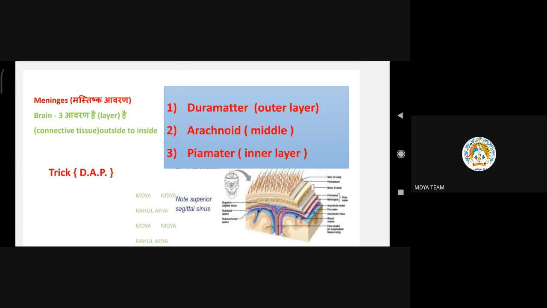Now, these layers of meninges are dura mater, arachnoid mater, and pia mater. Dura mater is the outermost layer, arachnoid is the middle layer, and pia mater is the innermost layer.